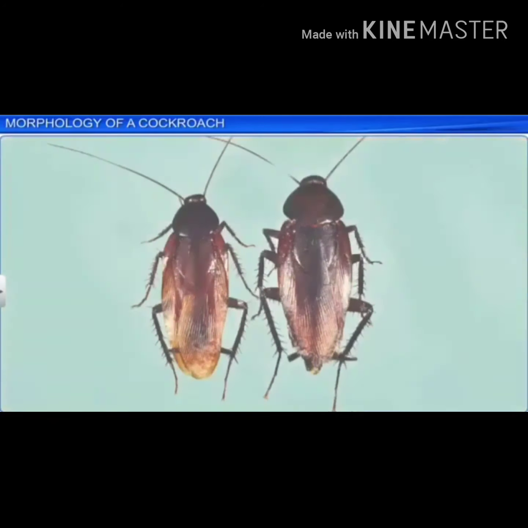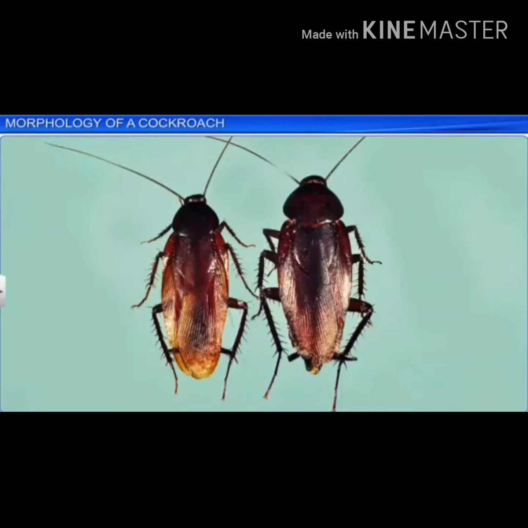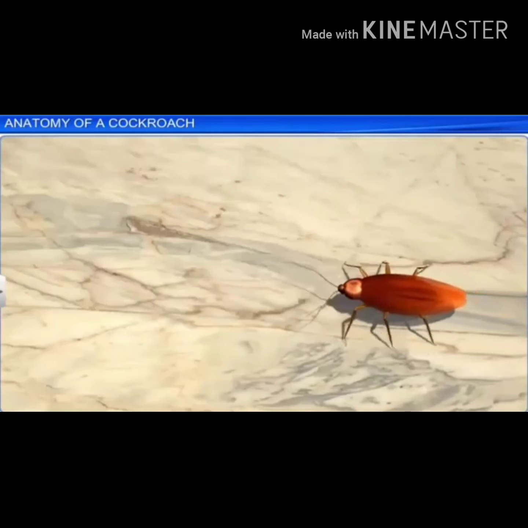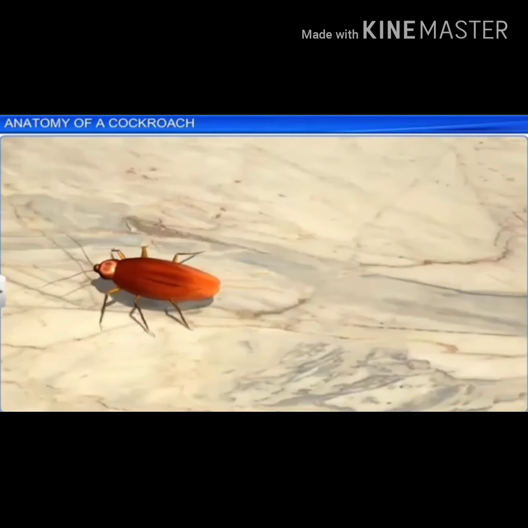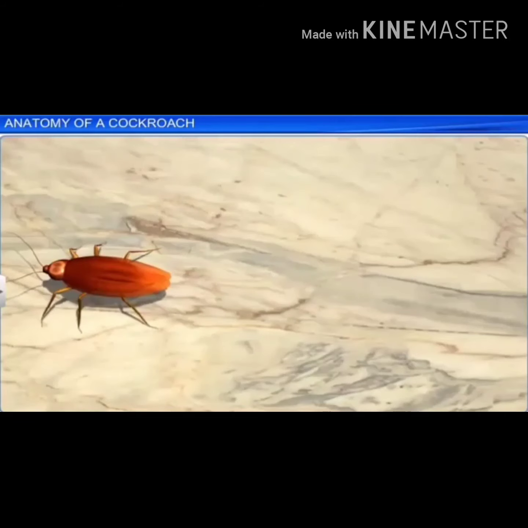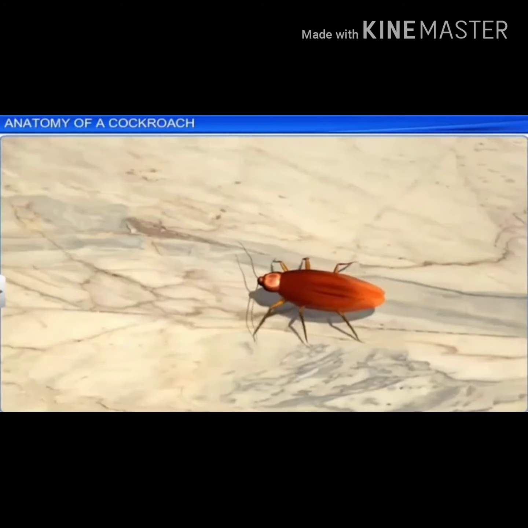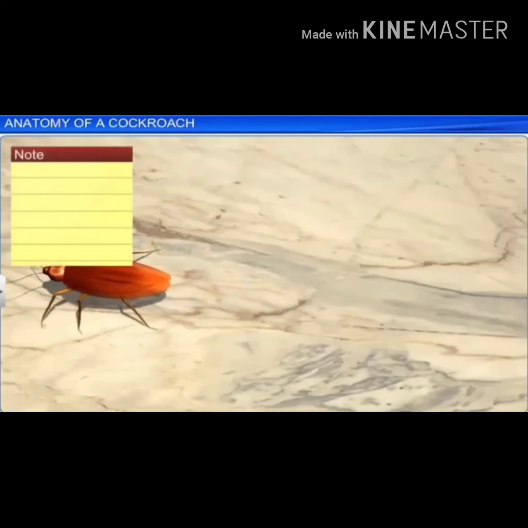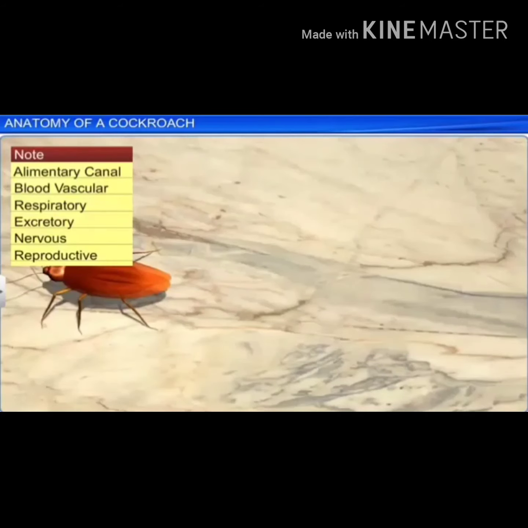Thus, the morphological study of a cockroach includes features such as its color, shape, size, and external organs. Although a cockroach may look like a simple small insect, anatomically it is quite complex. Let's take a look at the anatomical features of a cockroach, such as the alimentary canal and the blood vascular, respiratory, excretory, nervous, and reproductive systems.